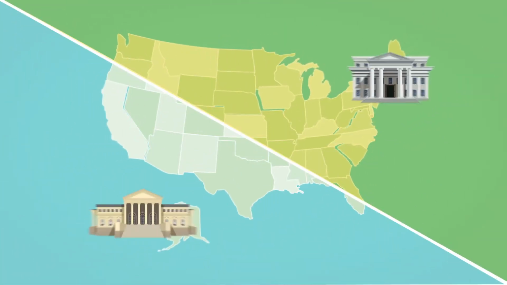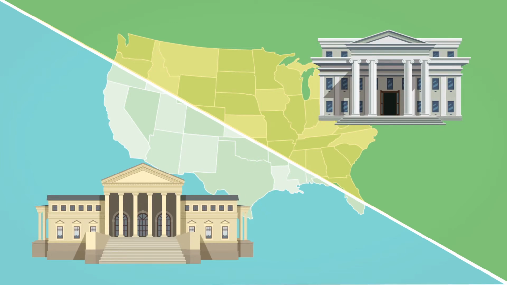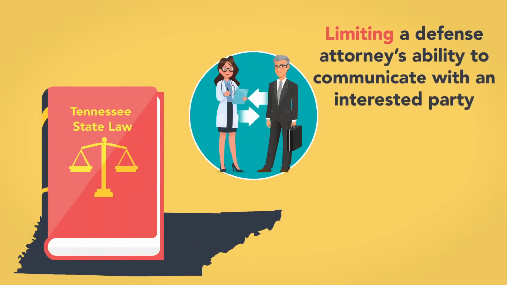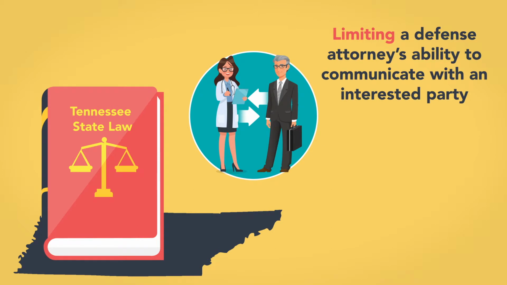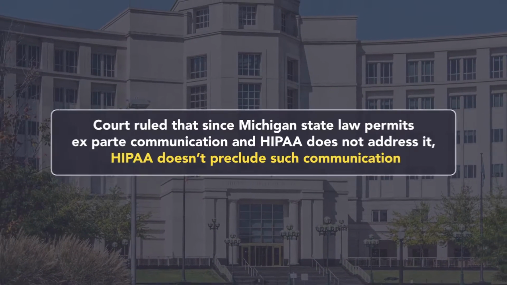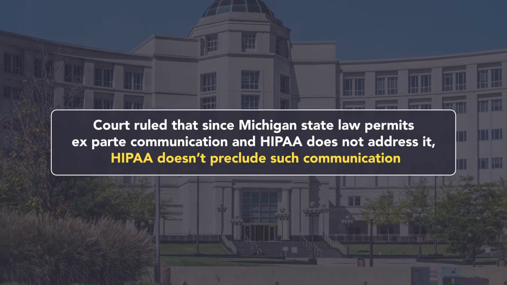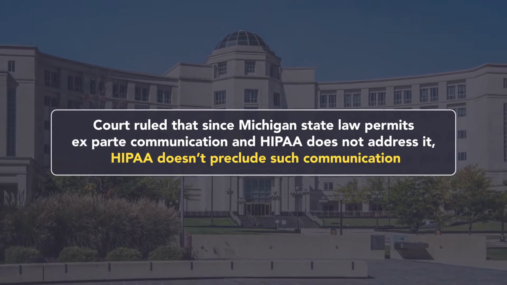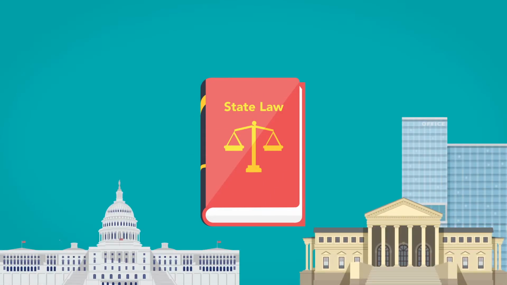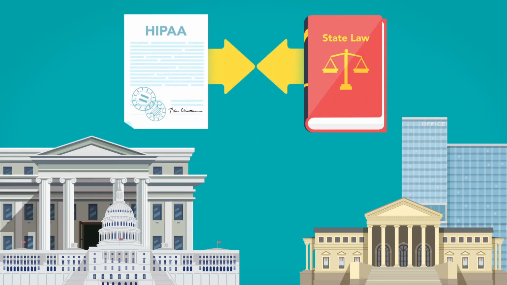State courts have generally allowed their state legislators and/or court decisions to determine whether the state applies rules that are stricter than HIPAA's. For example, Tennessee has adopted very stringent laws limiting a defense attorney's ability to communicate with an interested party without the plaintiff's knowledge. Tennessee courts have concluded that HIPAA does not preempt Tennessee's ban on ex parte communications with a plaintiff's treating physician. Conversely, the Michigan Supreme Court ruled that since Michigan state law permits ex parte communication and HIPAA does not address it, HIPAA doesn't preclude such communication. These laws continue to evolve and develop as Congress, state legislatures, government agencies, and the courts face questions on the interaction between federal health privacy law under HIPAA and state laws affecting health information.